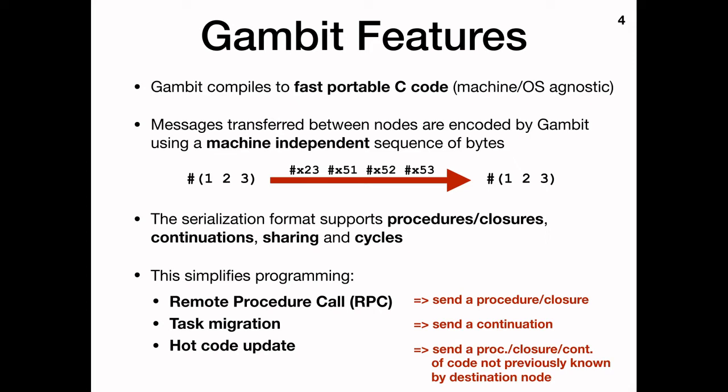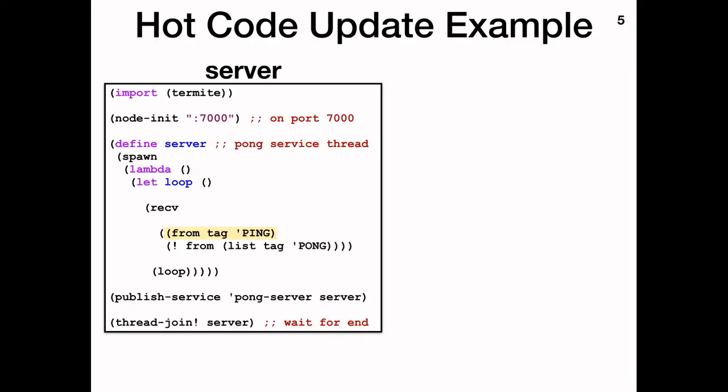For this reason, I will show an example of an application using a code update, which will update the code of this node without restarting it. In a code update, one of the most important things is that the code is not previously known by the destination node. This application is a little ping server which replies pong when it receives a ping message.